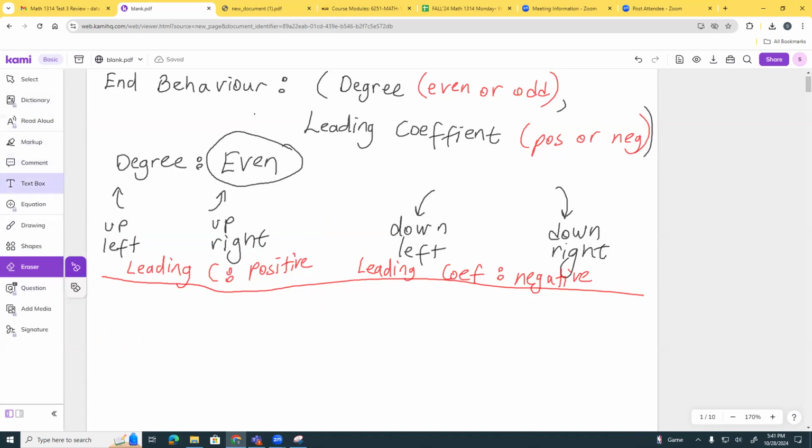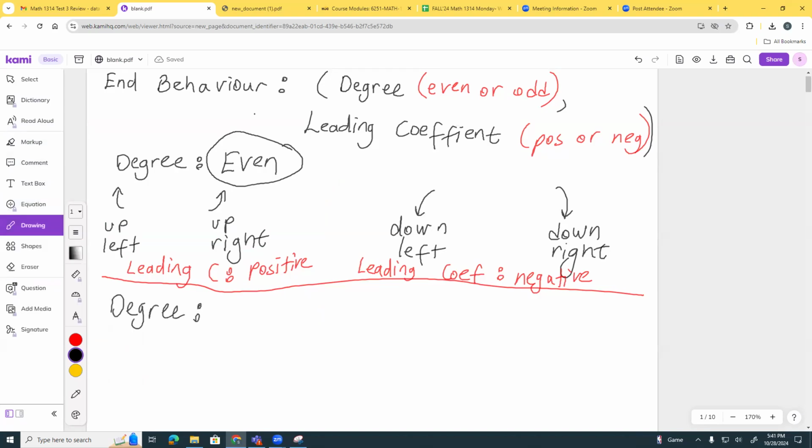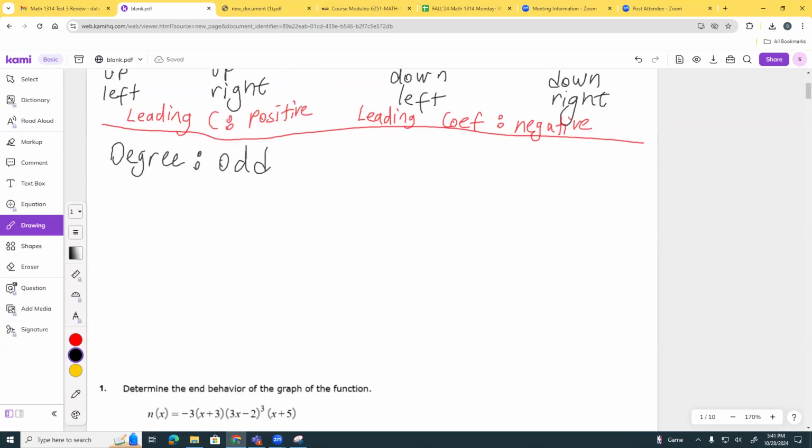Okay. So if the degree is not an even number, but an odd number, then we have two choices again. We might start low and high, or we can start high and low, depending on the leading coefficient. So if it is down on the left, up on the right, this is only possible if the leading coefficient is what? If the leading coefficient is positive.